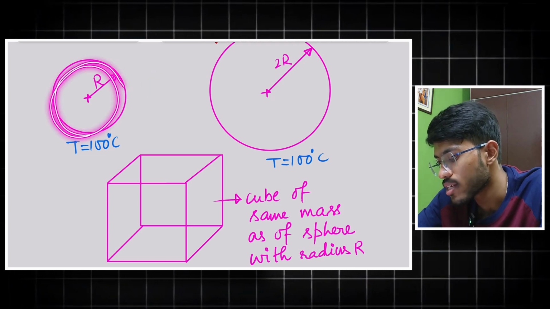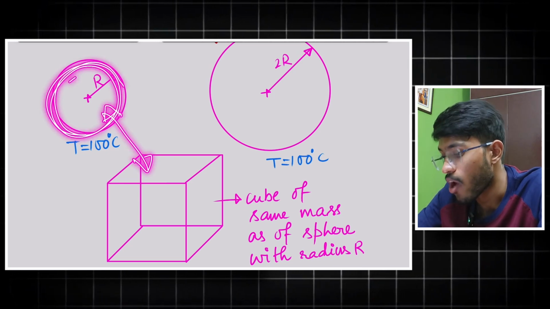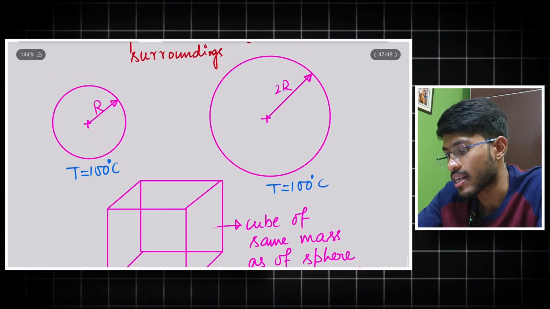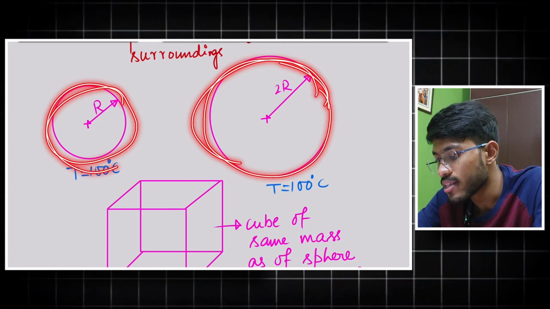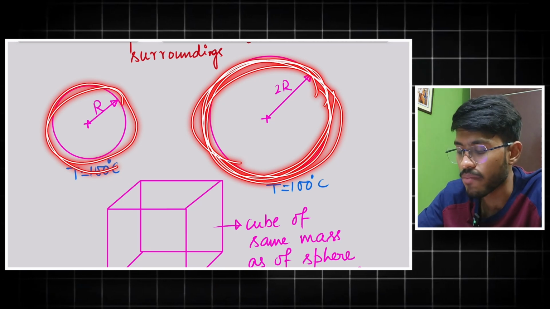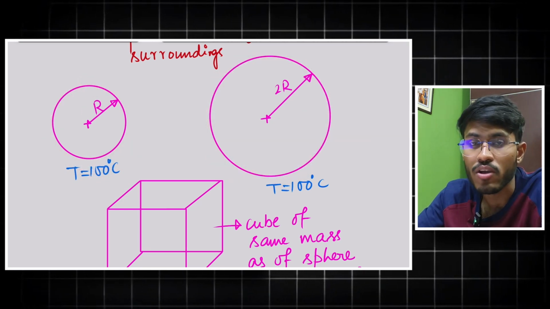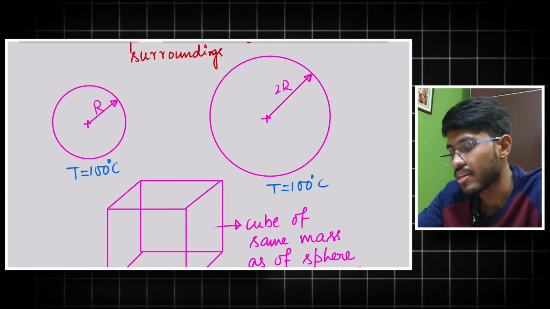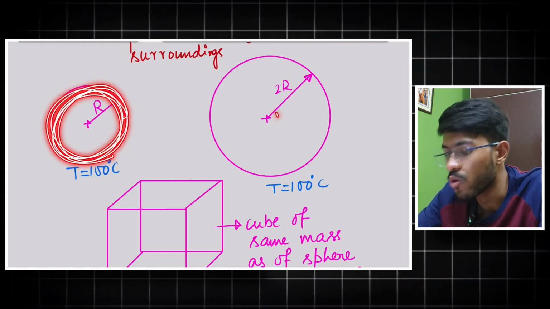It will lose it slowly. And these two are having the same amount of volume. Okay, another interesting thing. If we compare these two, this is having a larger surface area. But at the same time, this is having a larger volume also. So if I consider the volume, then this wins. I mean, this will be cooled faster.